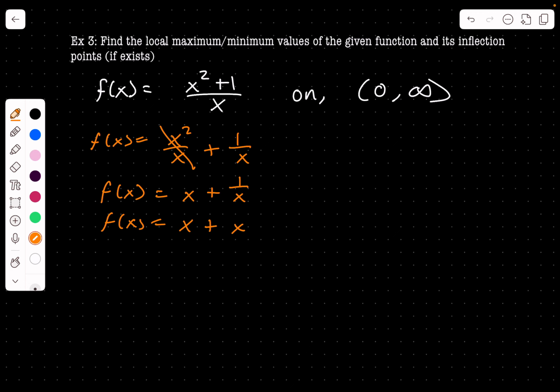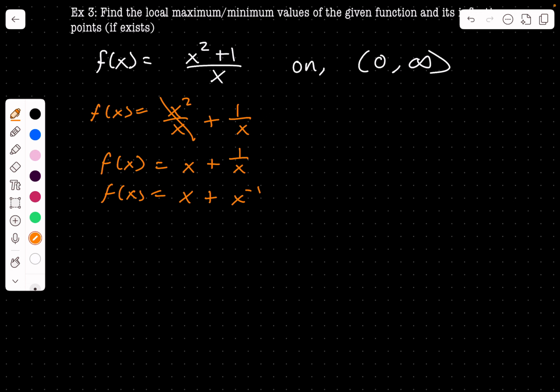When we do that, we get x to the negative 1 power. Now we can take the derivative. The derivative of this function is going to be 1 plus negative 1 times x to the negative 1 power minus 1. I'm showing all the steps just in case you've never seen it before. So when simplified, it's just 1 minus x to the negative 2.